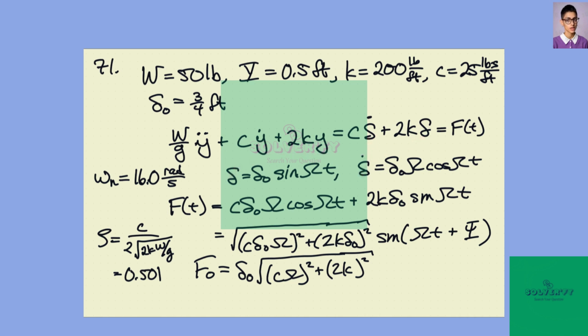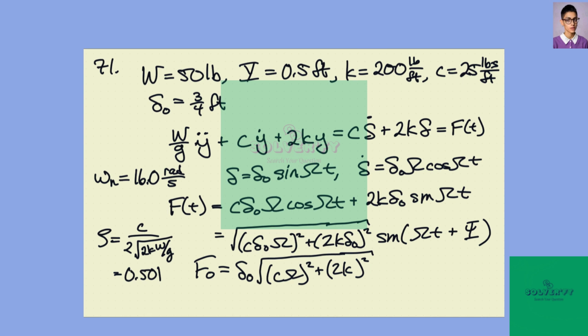What we get is two terms, one with a cosine, one with a sine. We can then use trig identities to combine these into an amplitude and a phase. The amplitude is going to be the square root of this squared plus this squared, and the phase will be an inverse tangent of something. But in this case, we're not really worried about the phase. We can write the forcing amplitude in this way, because there's a delta naught squared term in each of these, and we can pull it outside the square root. And so this is the amplitude of our excitation.